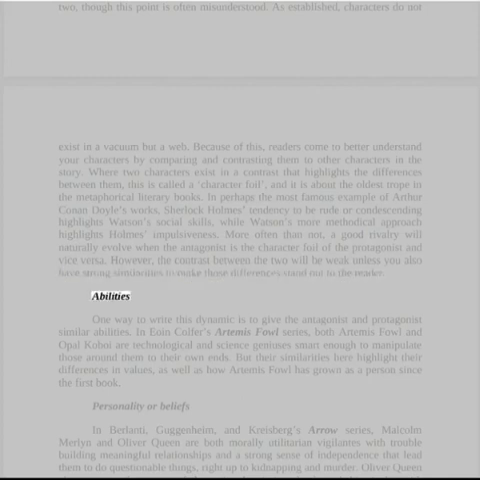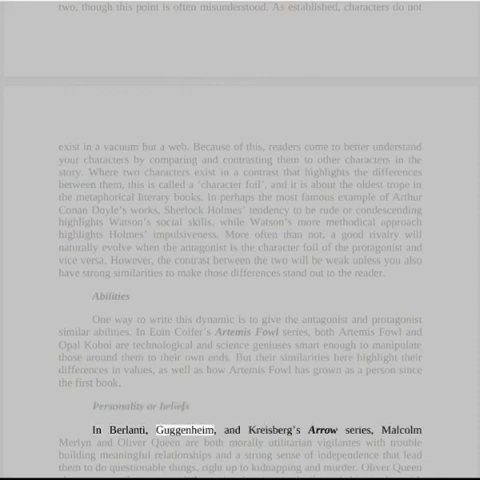Abilities. One way to write this dynamic is to give the antagonist and protagonist similar abilities. In Eoin Colfer's Artemis Fowl series, both Artemis Fowl and Opal Koboi are technological and science geniuses smart enough to manipulate those around them to their own ends. But their similarities here highlight their differences in values, as well as how Artemis Fowl has grown as a person since the first book.